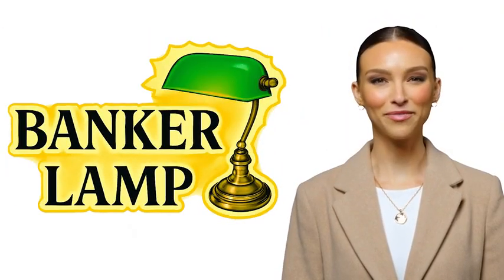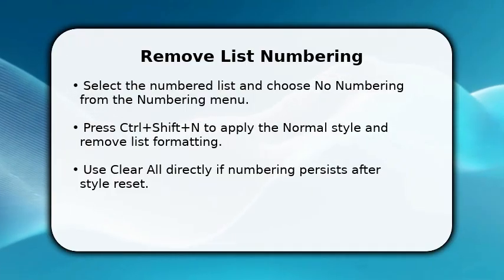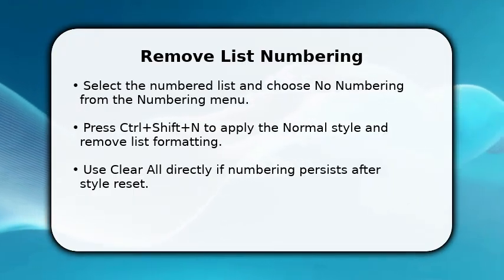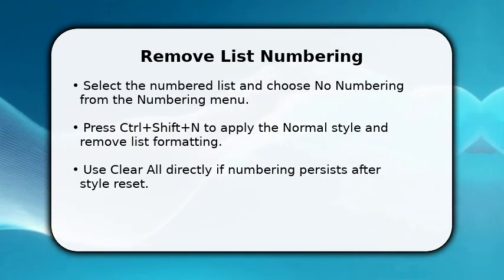Please enjoy the video. Start by selecting the entire numbered list you want to change. Open the Home tab and go to the Paragraph group. Click the Numbering drop-down and choose No Numbering to remove list markers.